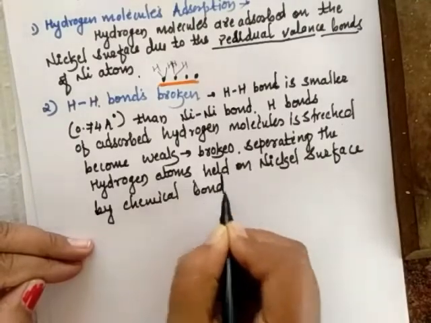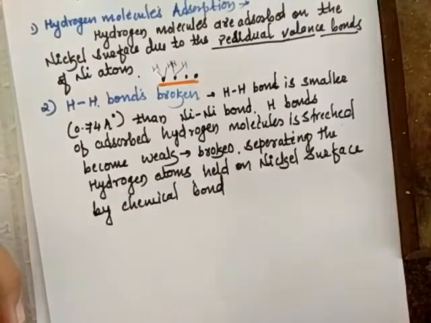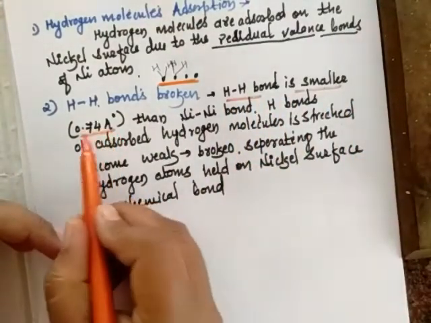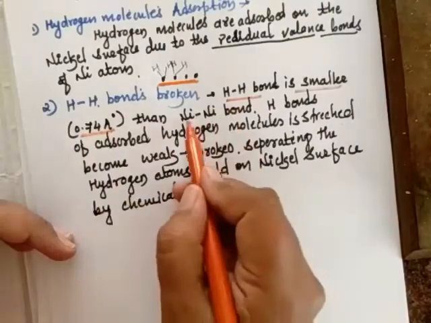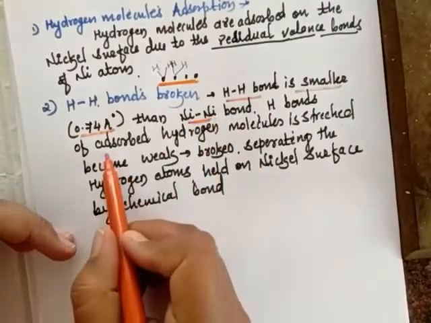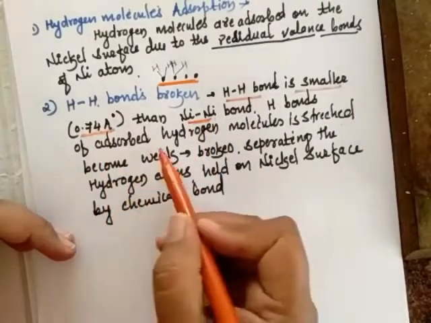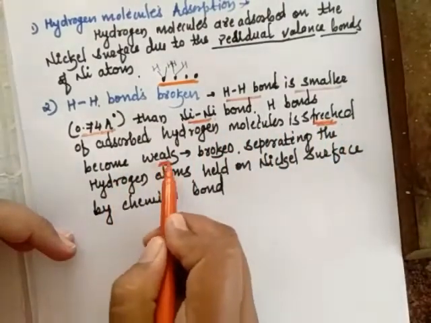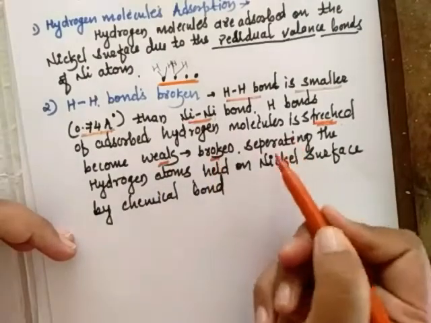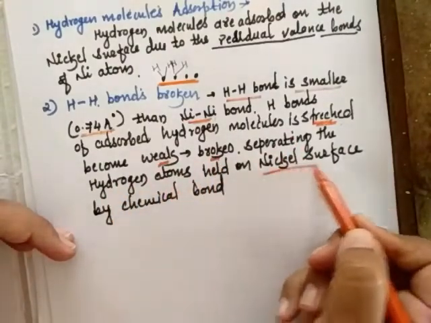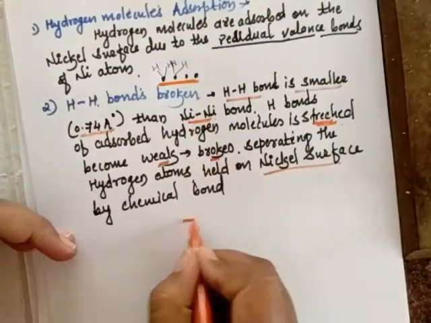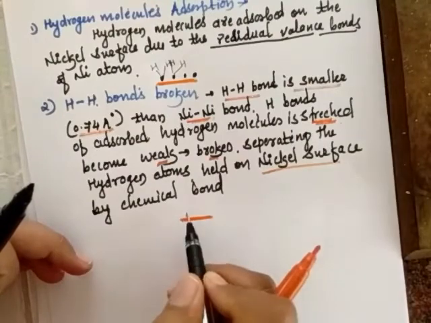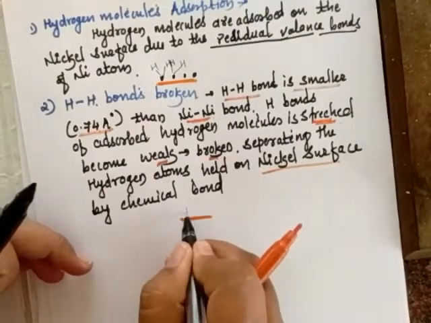What I have told in the second step, just see here, the hydrogen bond has a smaller bond length, 0.74 angstrom, than that of nickel. So the hydrogen bond of the adsorbed hydrogen molecule gets stretched and becomes weak in nature, so it can be easily broken. And the separated hydrogen atoms are held on what? The nickel surface. This is our nickel surface, and on this nickel surface the separated hydrogen atoms just get held over here.